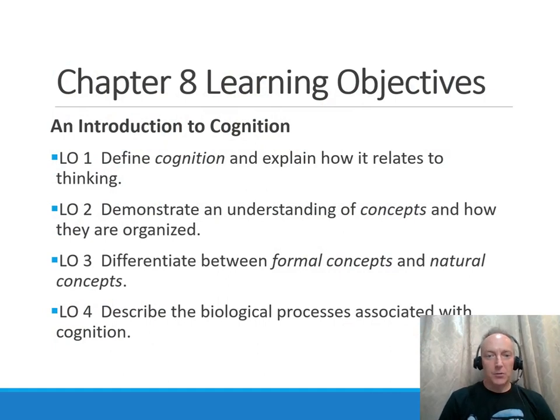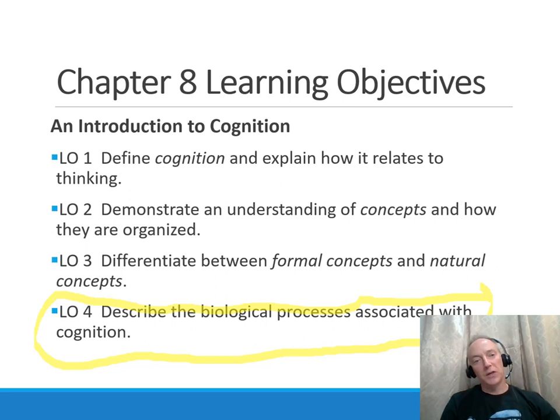In this chapter, we're going to talk about what cognition is and how our cognitions are organized by concepts and different types of concepts. Our fourth objective we're probably going to get through pretty quickly because, for the most part, it is a review of some stuff you learned back in the biology and behavior chapter, but now looking at those that particularly pertain to cognition, language, and intelligence.